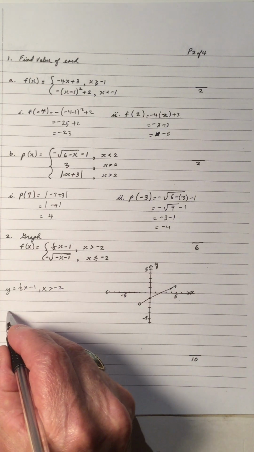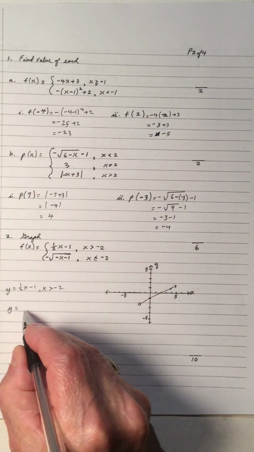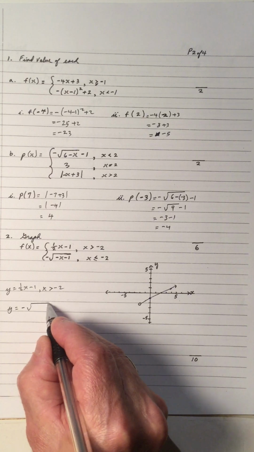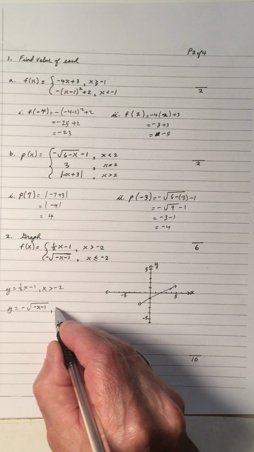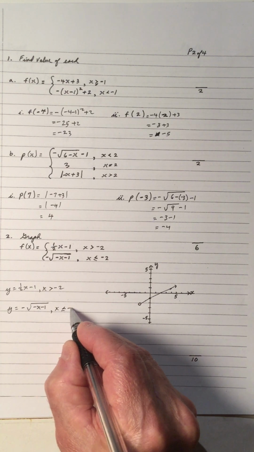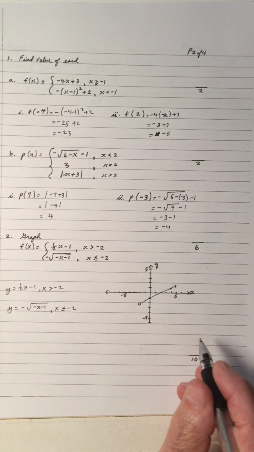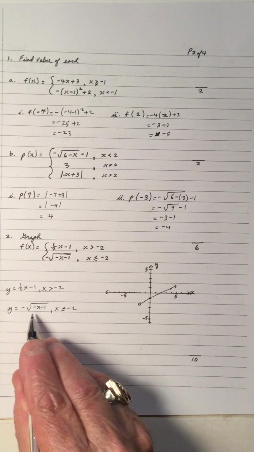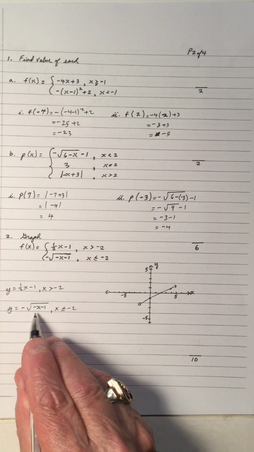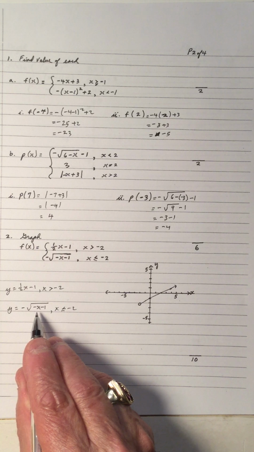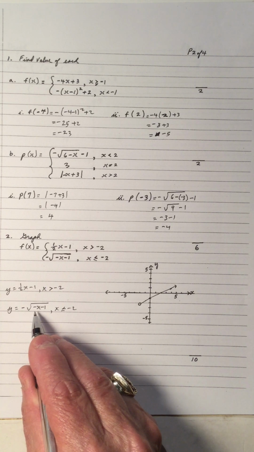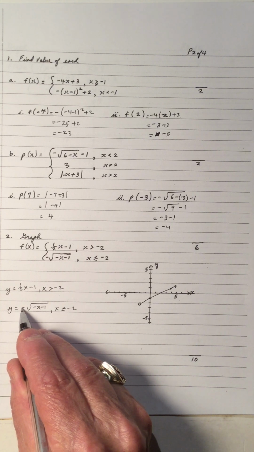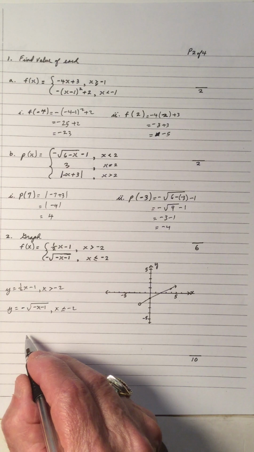The other part of this function is negative square root of -x minus 1, where x is less than or equal to -2. In this function, we can do ordered pairs, but a square root is the inverse of a parabola. A parabola goes up and down, so this one will go sideways. But because there's a negative, the y is going down.